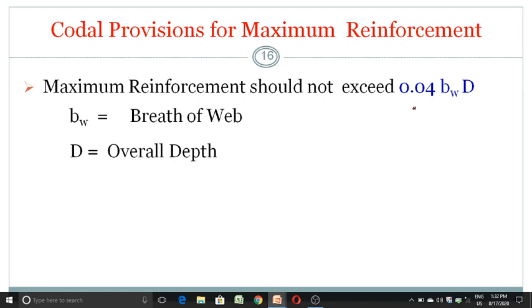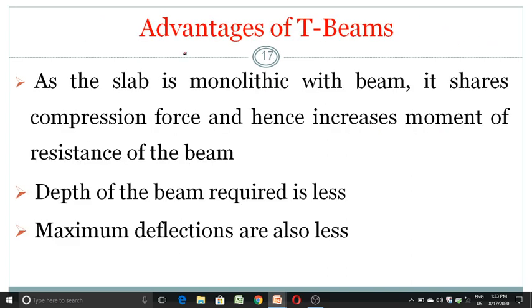And then we have a provision for the maximum reinforcement to be provided. The maximum reinforcement should not exceed 0.04 bw into D, or I can say 4% of the gross cross-sectional area, which is B into D. Right? After obtaining the area of steel provided in the T-beam, we have to check the minimum area of reinforcement and the maximum area of reinforcement. It should not exceed this value and should not be less than the minimum area. Right.